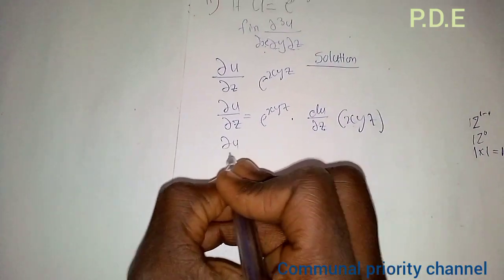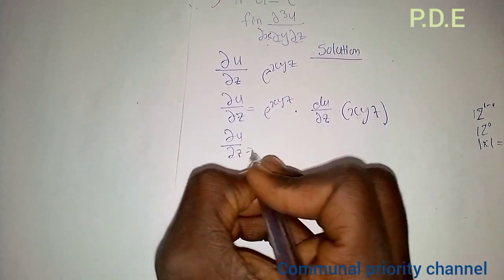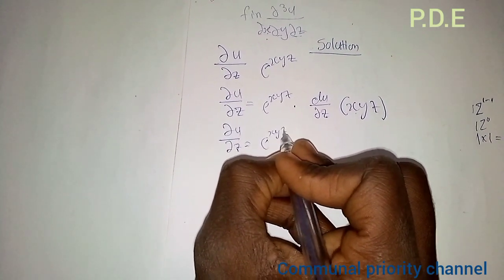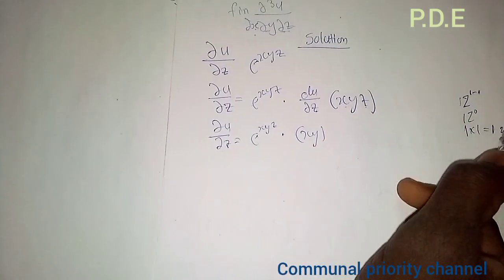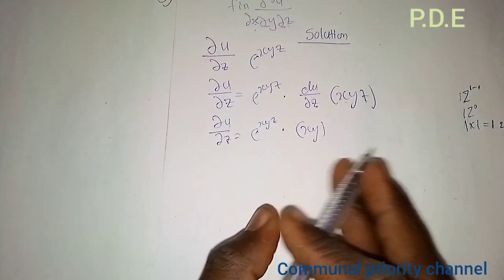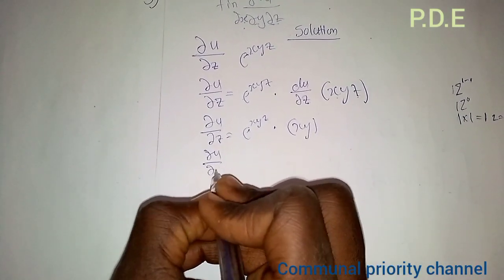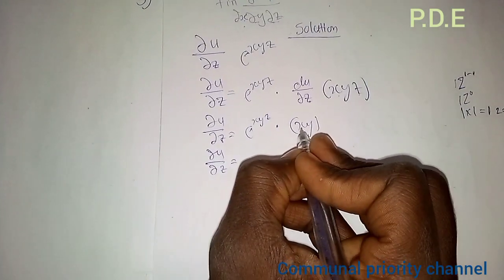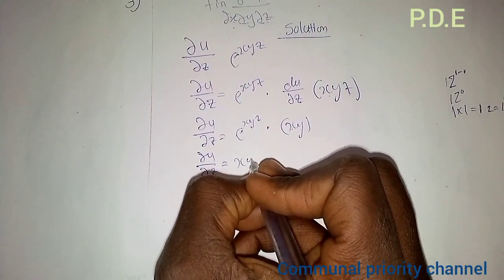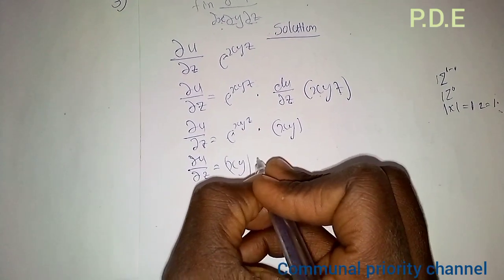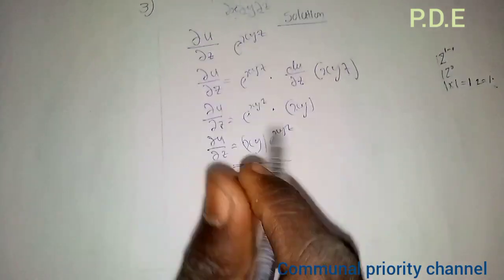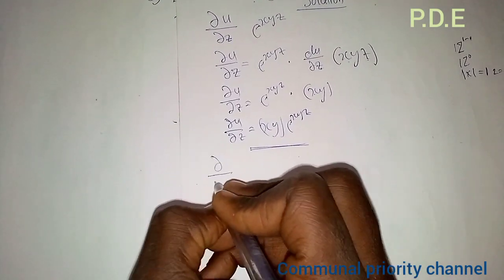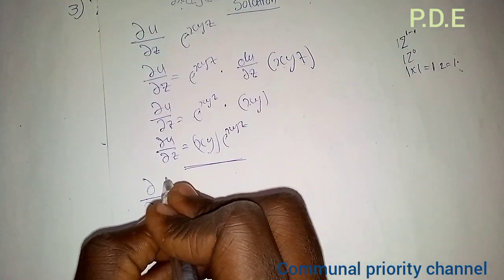So now our du over dz will be equal to exponential xyz multiplied by xy, because this z we say is equal to what? Is equal to 1. So therefore now our du over dz will be equal to xy multiplied by exponential xyz as our du over dz.